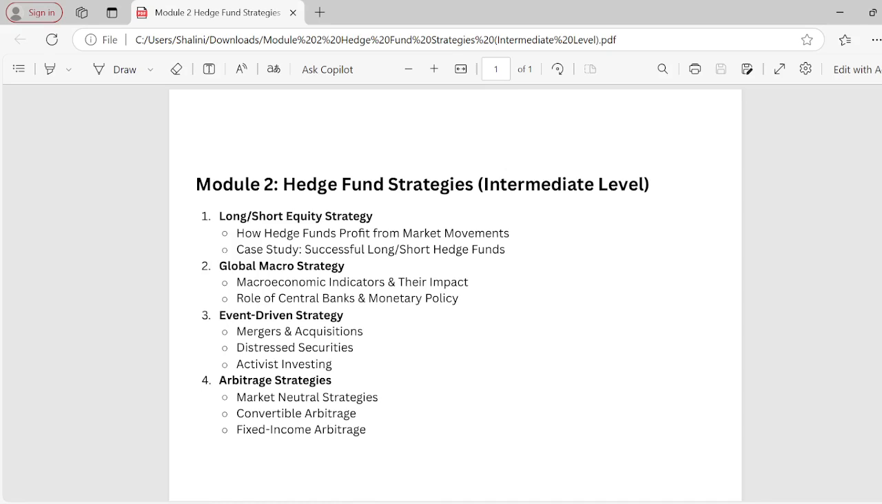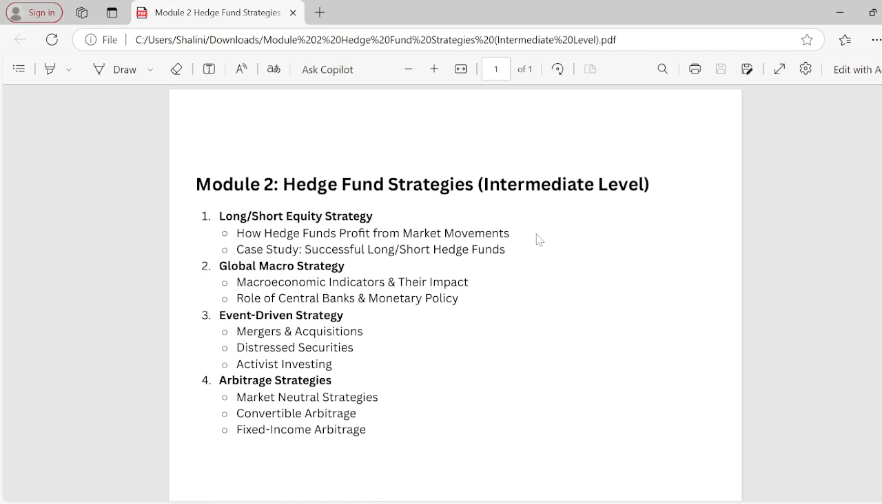In module 2 we cover hedge fund strategies: long and short equity strategies, global macro strategy, event driven strategies, and arbitrage strategies. So yes, there are 4 strategies here. This is the intermediate level of the series. Okay, so let's start with the long and short equity strategies.